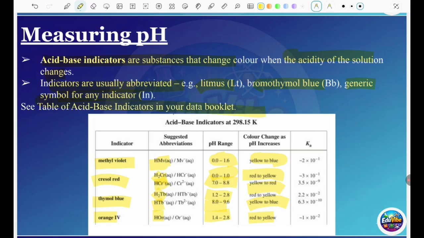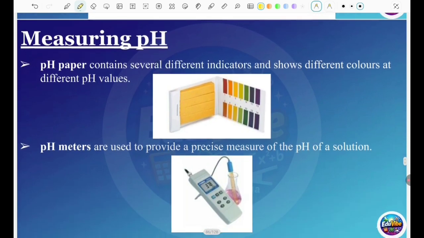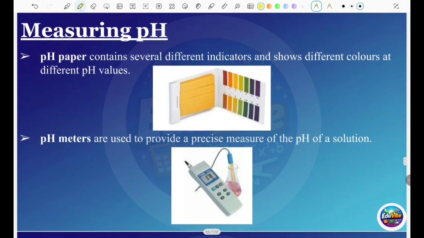So you can see this table in your data booklet. How can you deal with those now? Firstly, there are two things where we can find hints, but you just have to know about this.